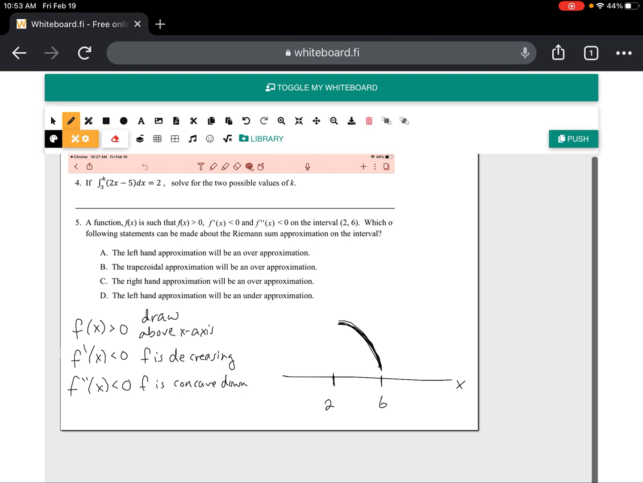Okay, now there's 4 things for this. There's A, B, C, and D. I'm going to recommend you draw out that little curve 4 times, one for each one. One for A, one for B, one for C, one for D. Or for each type of approximation. So we've got a left, a trapezoid, a right, and then left again. So you can use the same picture for A and D. Okay, are there any questions about how we got this picture, that curve?